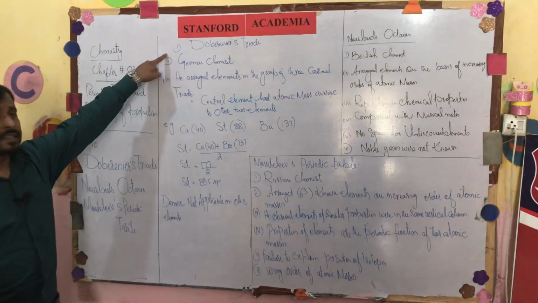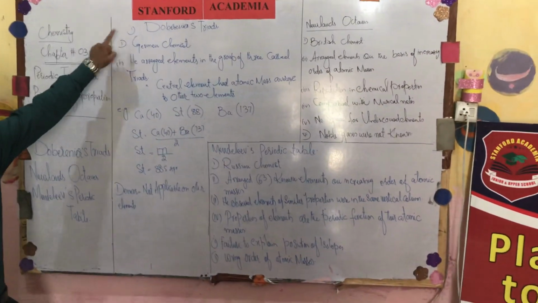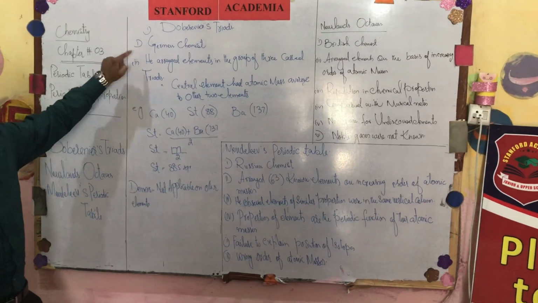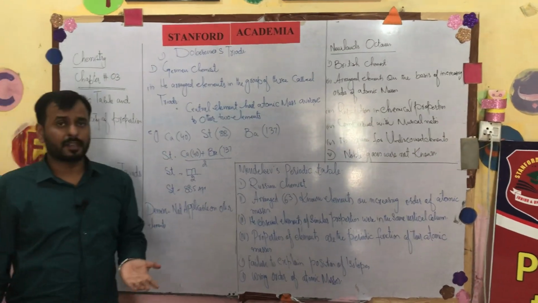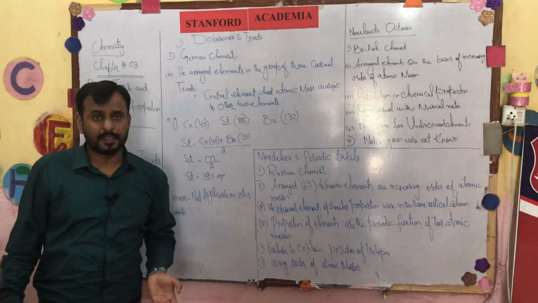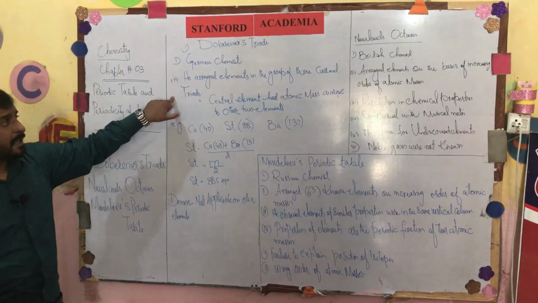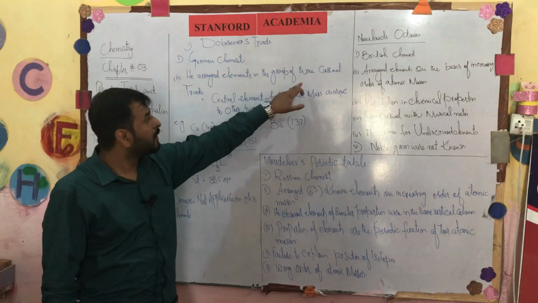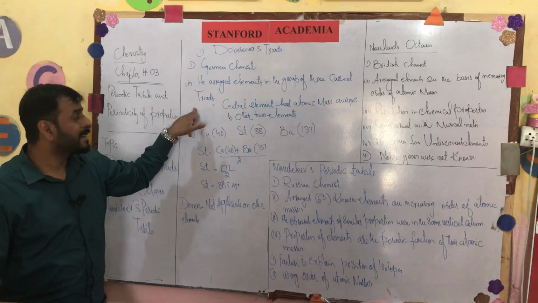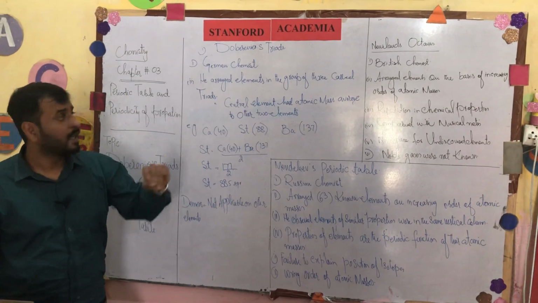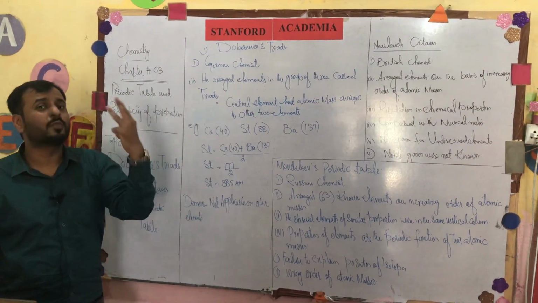Today, the first topic is Dobereiner Triads. Dobereiner was a German chemist and he did a lot of work on the discovery of the elements. He arranged the elements in groups of 3, which are called triads. As is obvious from the name, triads means groups of 3.